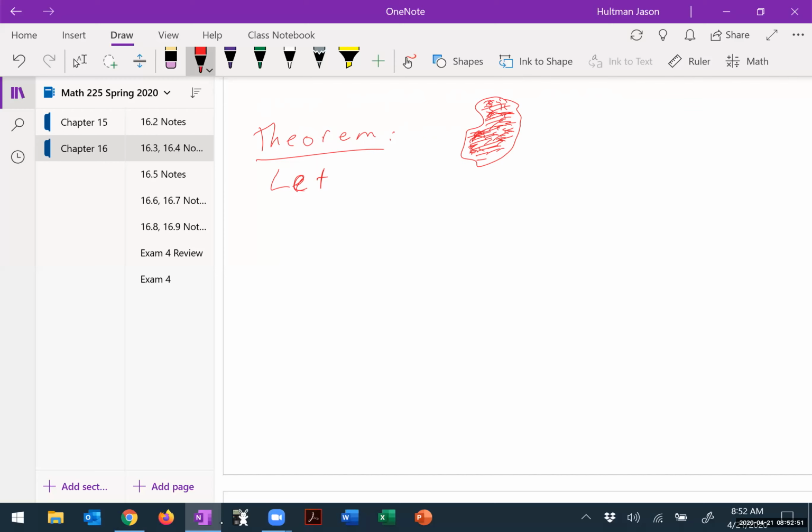Let F equal Pi plus Qj be a vector field on an open, simply connected region D.